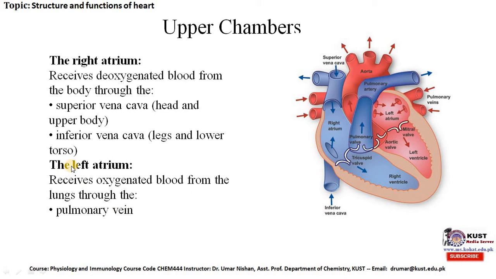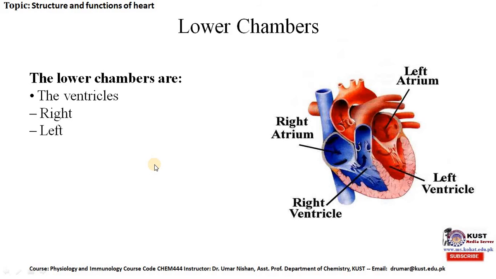The left atrium receives oxygenated blood from the lungs through the pulmonary veins. Here is the pulmonary artery, and here are the pulmonary veins. So they receive oxygenated blood from the lungs through the pulmonary veins. Here are the walls. We talk about the walls in the coming slides.